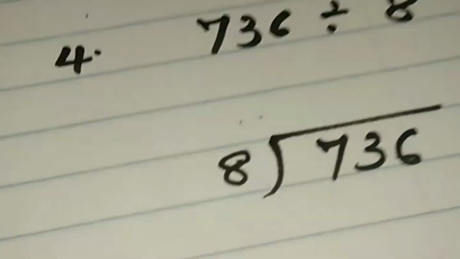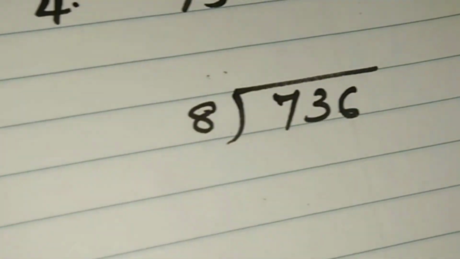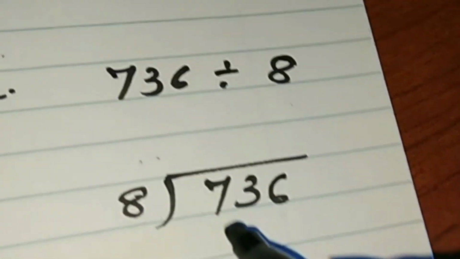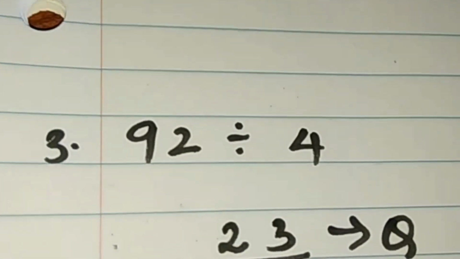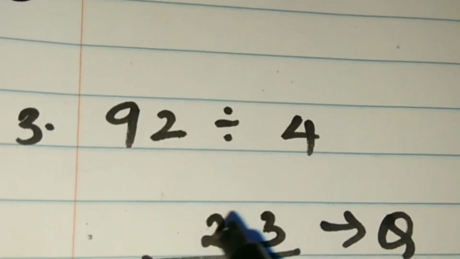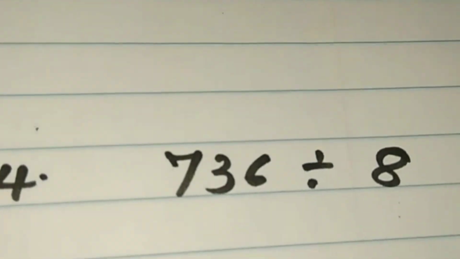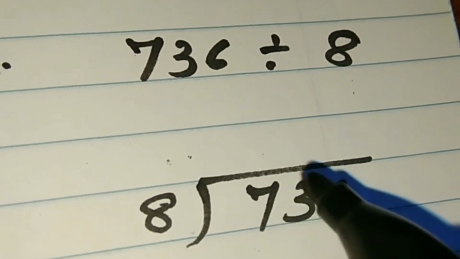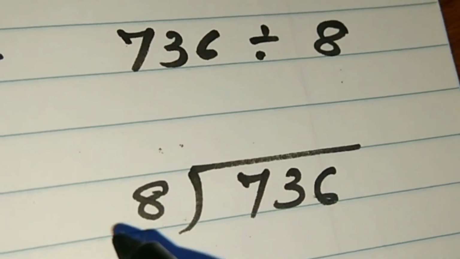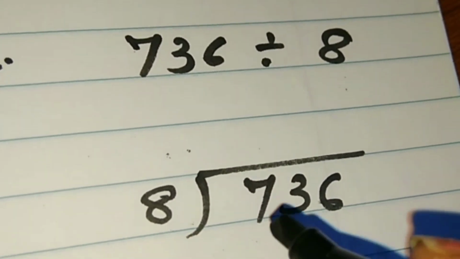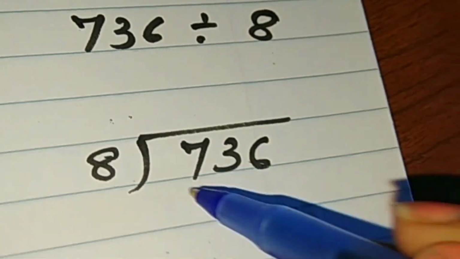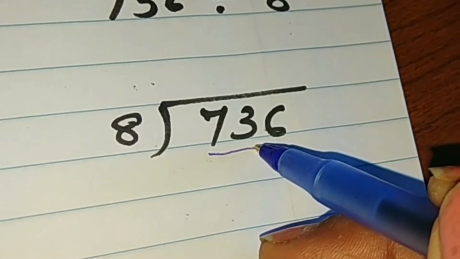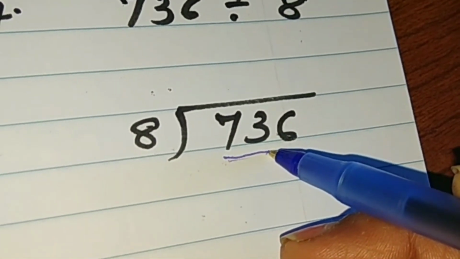Now in the next sum we can see something very unusual. In every previous sum we were easily able to divide the first digit, but here the first digit is 7, which is less than 8. So we can think about how we have to divide this by 8. In such cases we cannot consider the first digit alone. We have to consider the first 2 digits together.